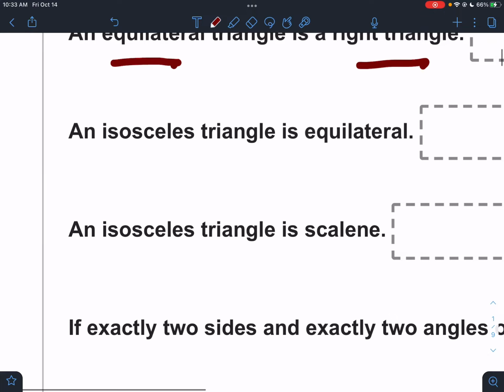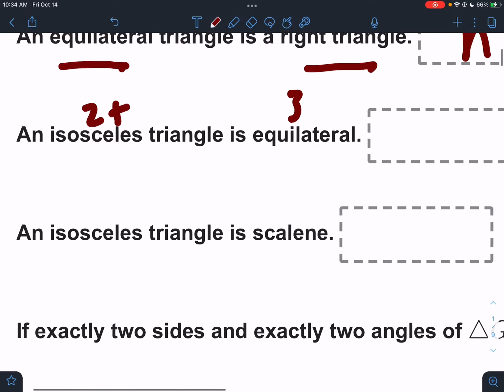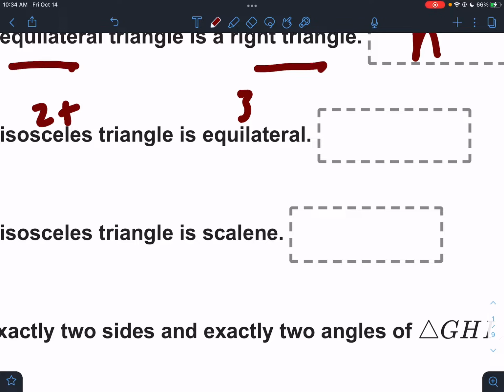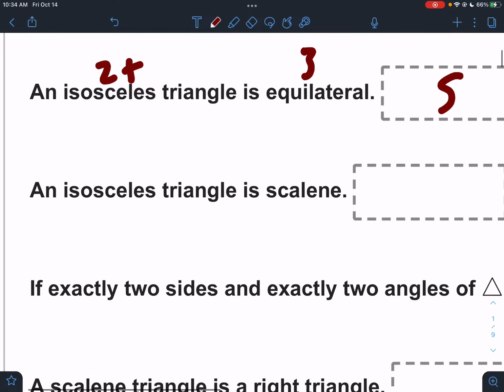An isosceles triangle, 2 plus, is equilateral, 3. Can 2 plus ever be 3? Sometimes. Right? If I told you, hey, I got at least 2 cats, does that mean I have exactly 2 cats? Nope. It means I could have 2, but I might have 3, I might have more. Isosceles means at least 2.